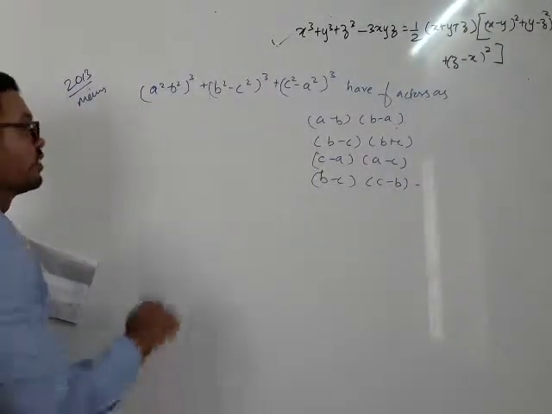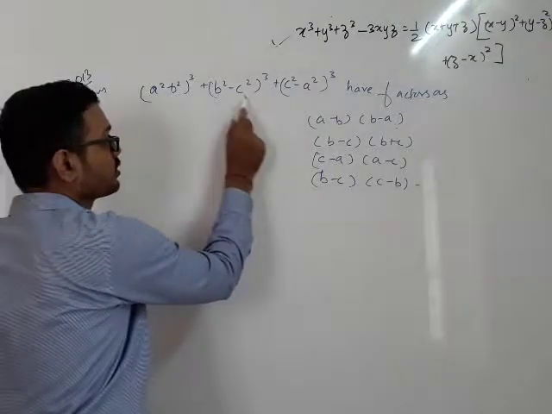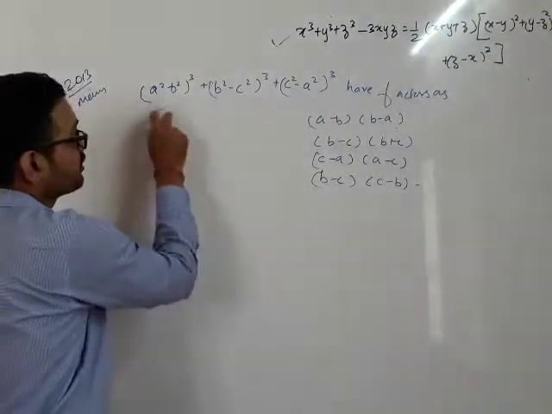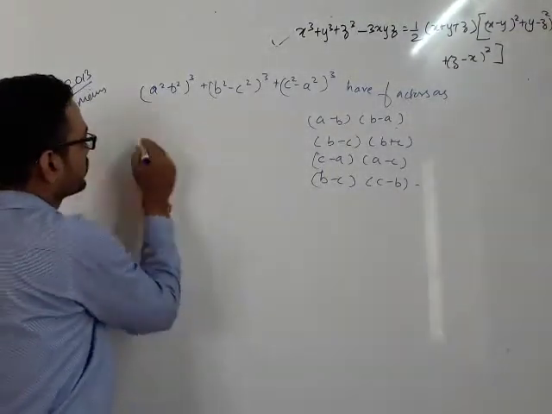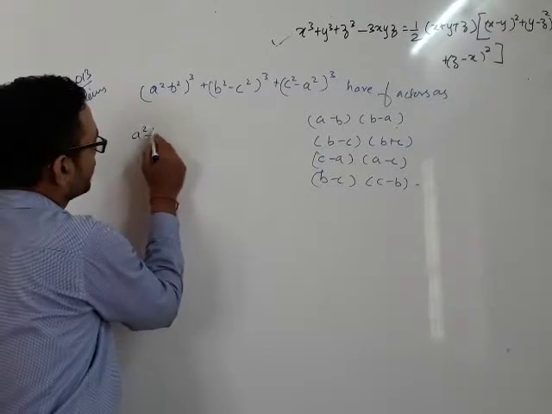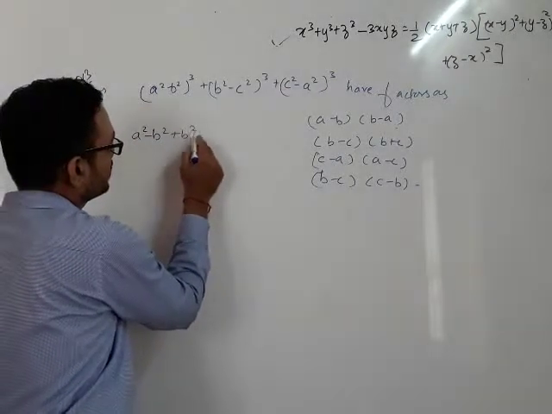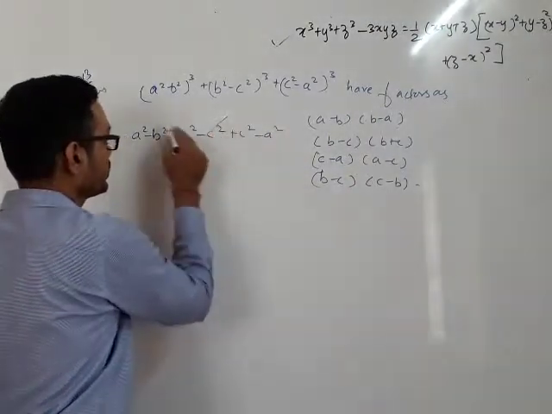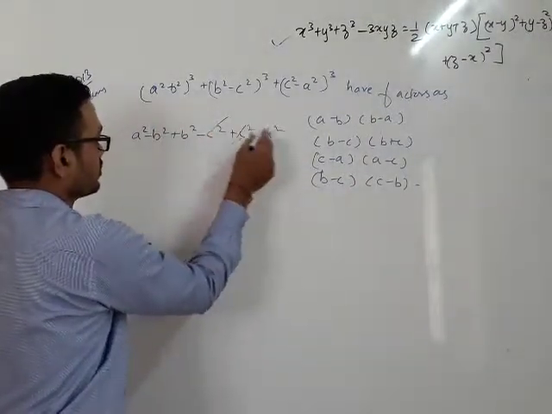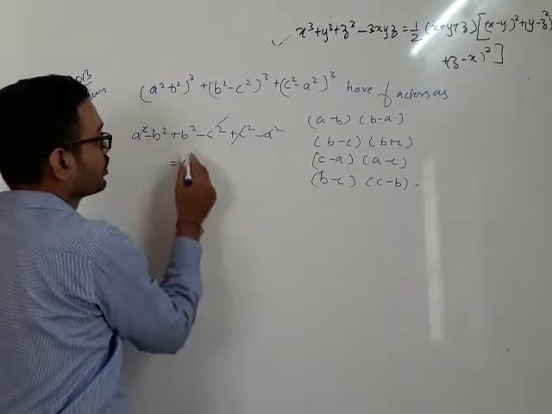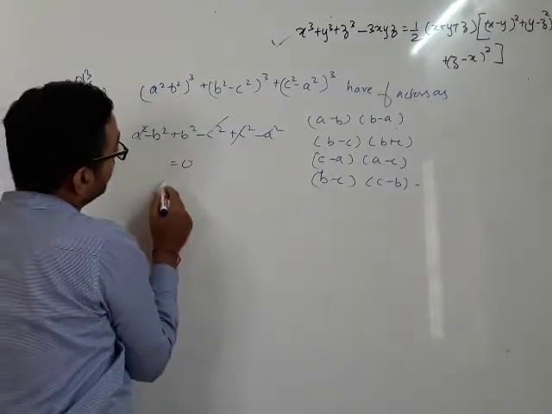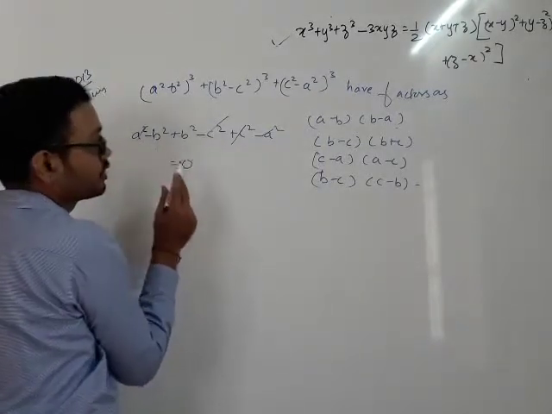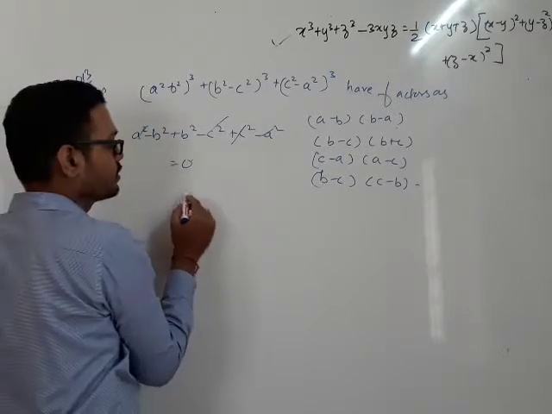This was the question. The moment you are given this a cube plus b cube plus c cube, just check whether a plus b plus c is 0 or not. So here we know that a square minus b square plus b square minus c square plus c square minus a square, everything is getting cancelled. It is coming as 0. It means what? A cube plus b cube plus c cube will be 3ABC.